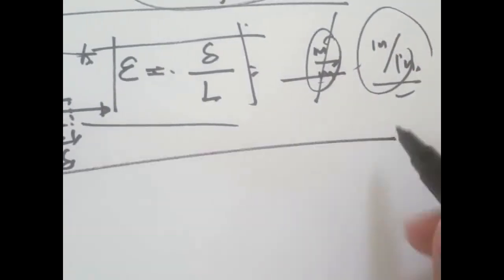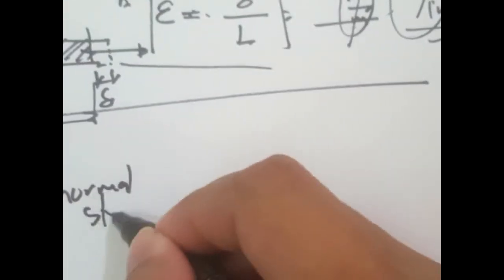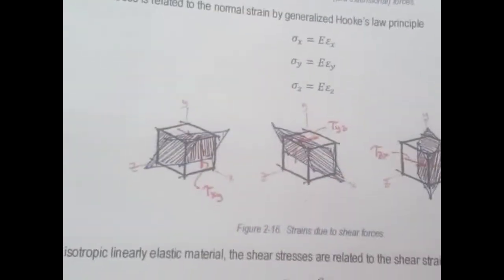Okay, so for strains, there's going to be the normal strain, and there's also going to be shear strain. Normal strain means that the strain is along the actual directions, but the shear strain is because of the shear loadings.